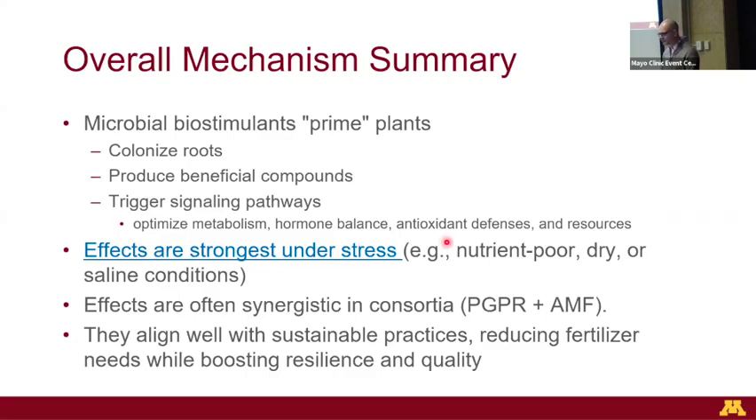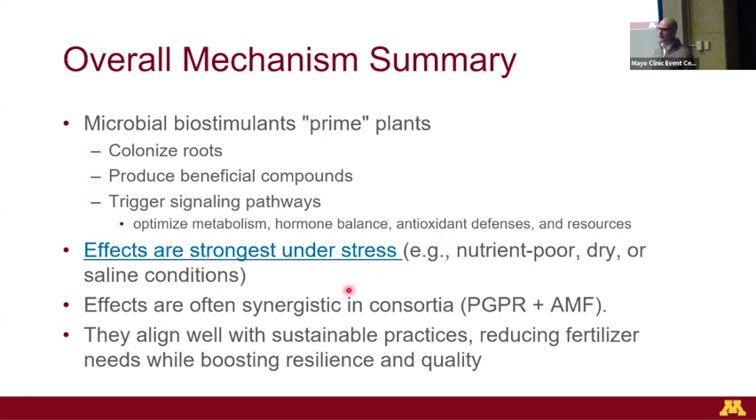So if it's a nutrient poor condition, if the soil doesn't have a lot of fertility, for example, if you're renting a field with very low phosphorus levels, very low potassium levels, and low organic matter, those would be fields that would benefit from some of those products.